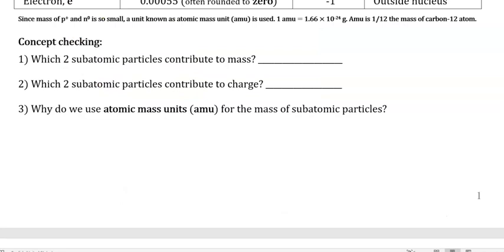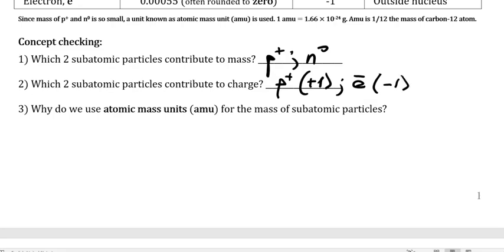So let's fill out this handout. Which two subatomic particles contribute to mass? As you heard, it's protons and neutrons. Which two subatomic particles contribute to charge? So we need to mention here particles which have charge. So these are protons, their charge is positive 1, and electrons, and their charge is negative 1.